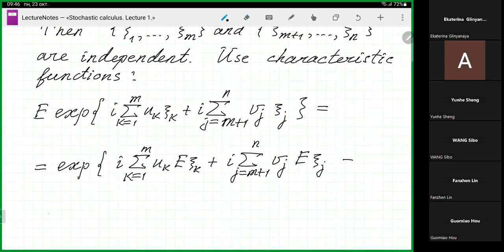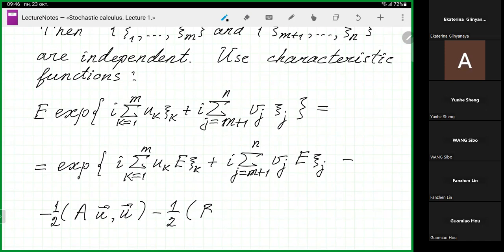So we have minus 1/2 of a u u and minus 1/2 of b v v. Since then, we see that this is exactly a product of two characteristic functions.